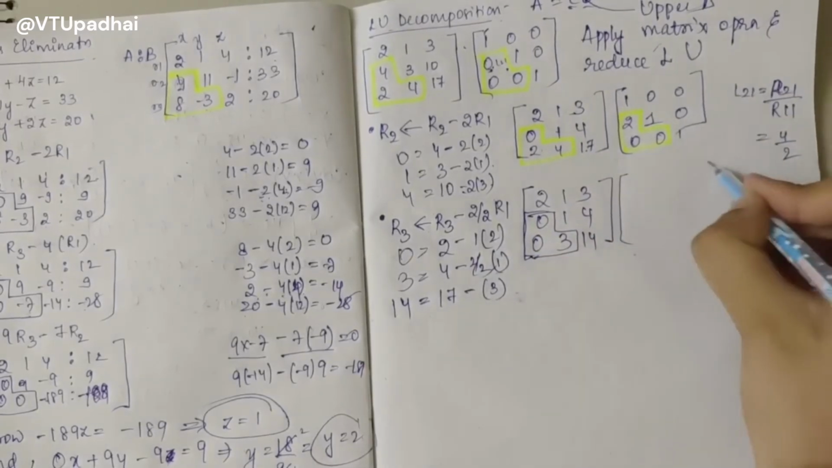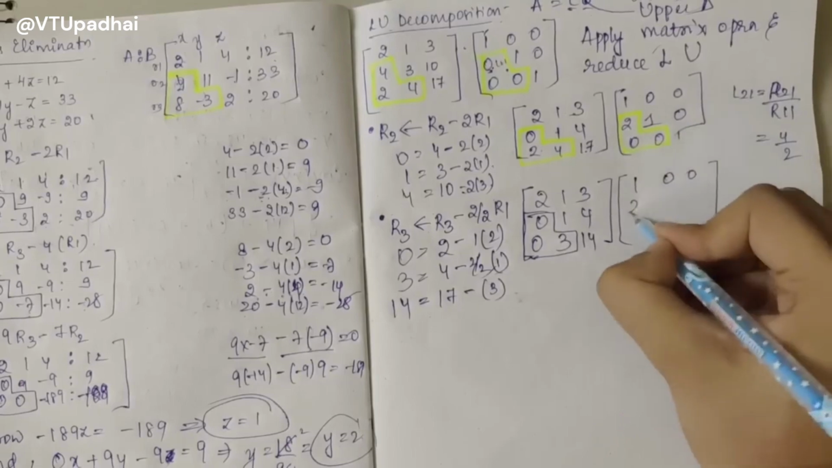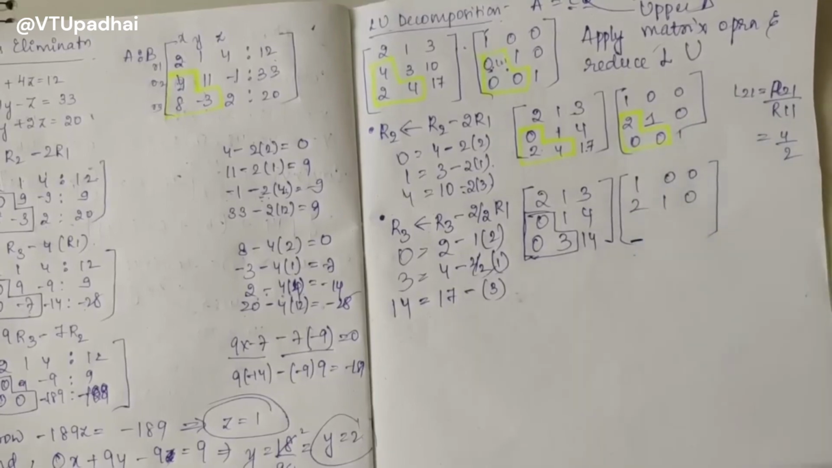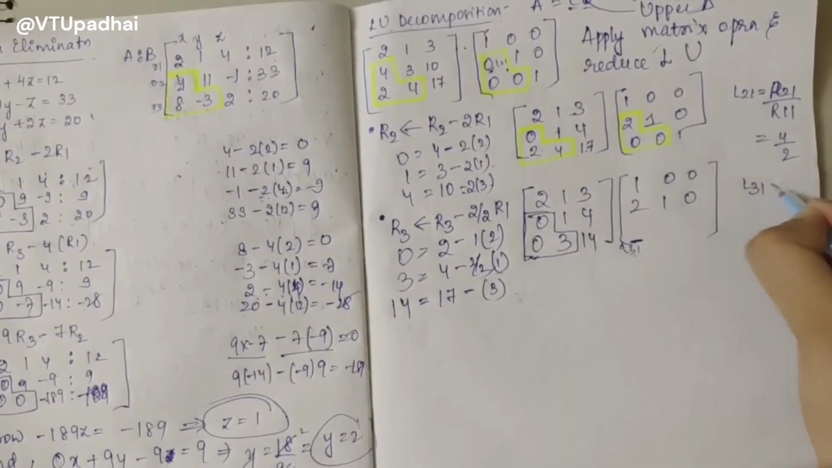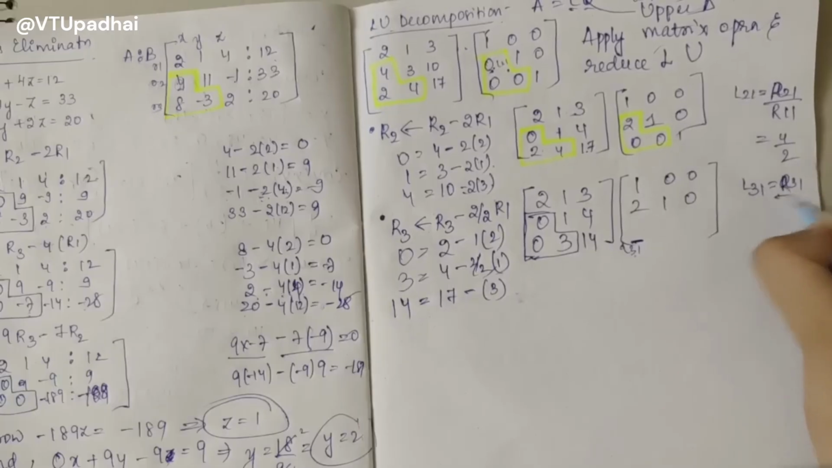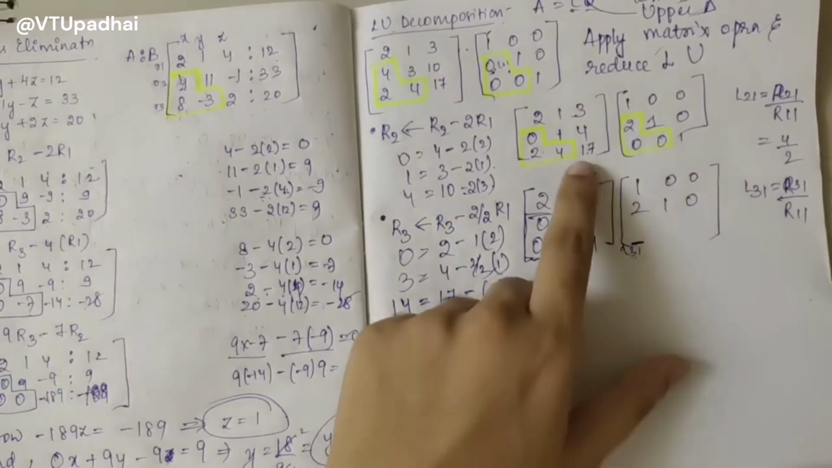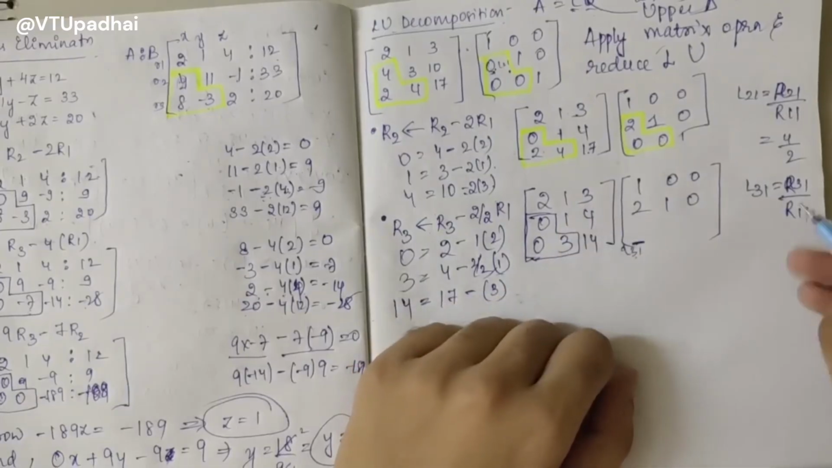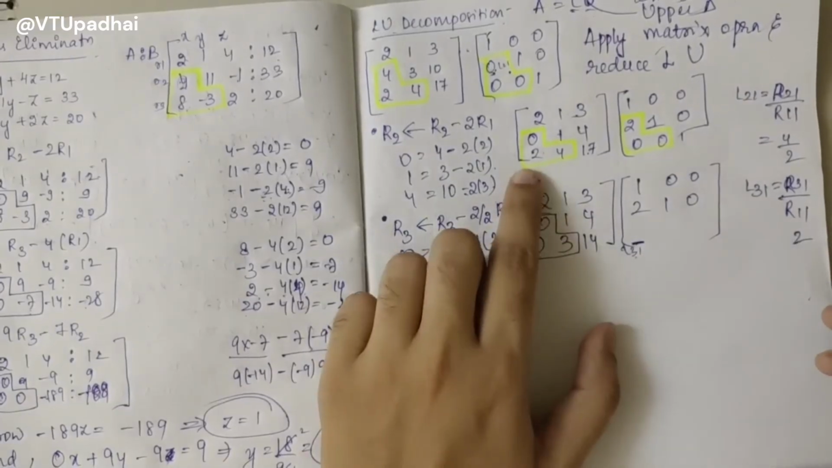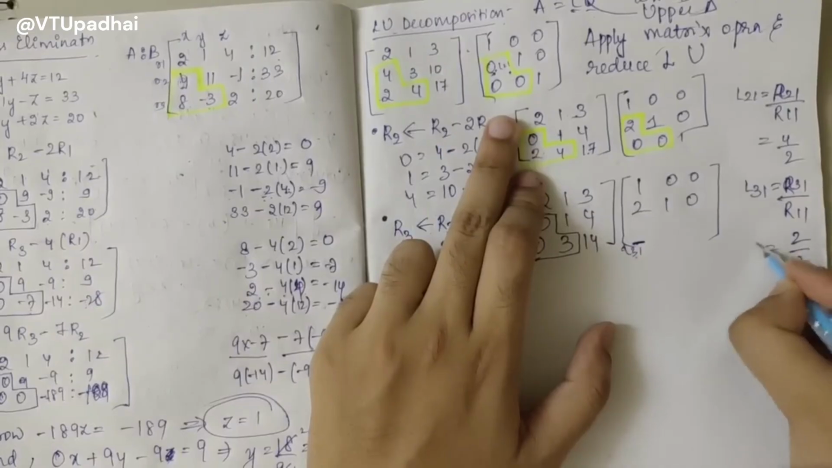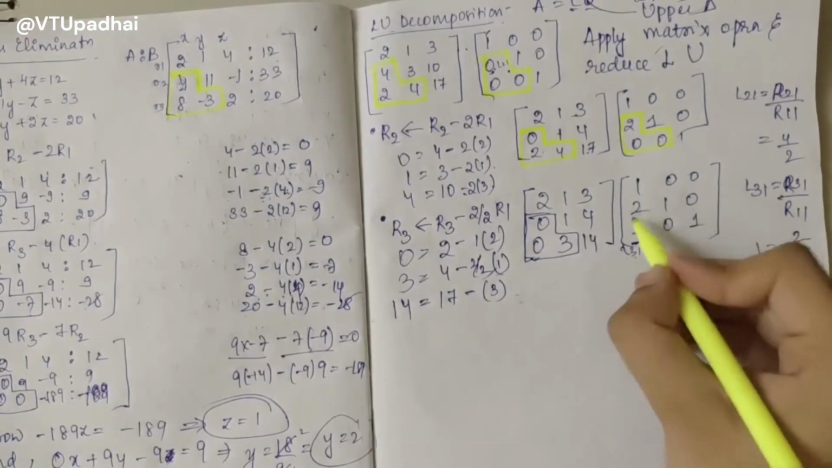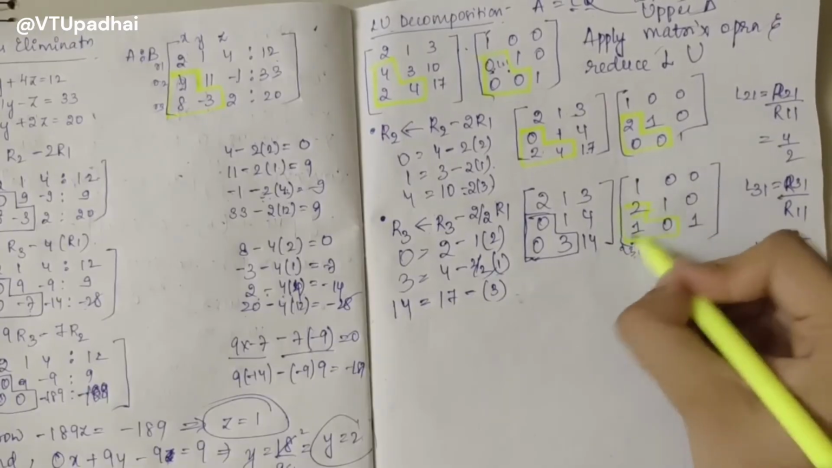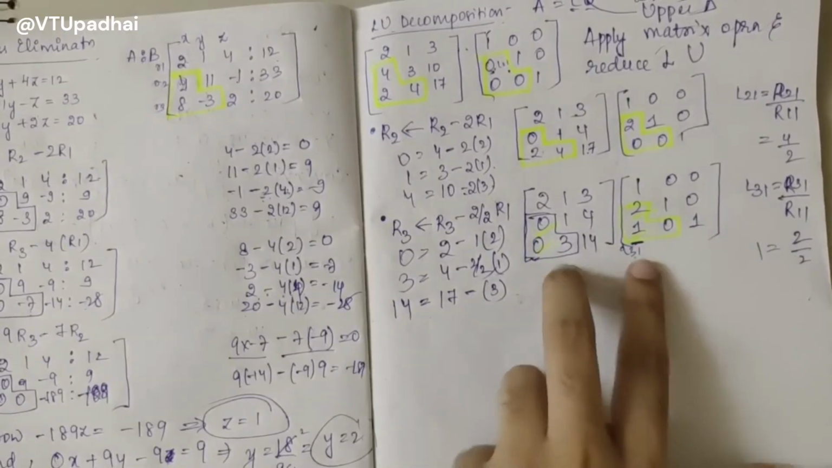And on this side, I have 1 0 0, 2 1 0. I need to change the value of this part. This is L31. So for L31, I can write it as A31 by A11. R31 is 2, and then R11 is also 2. So I get 1 here. So I got 1 here, 0 as it is and 1 as it is. So I have changed this and this. Now these two are remaining.